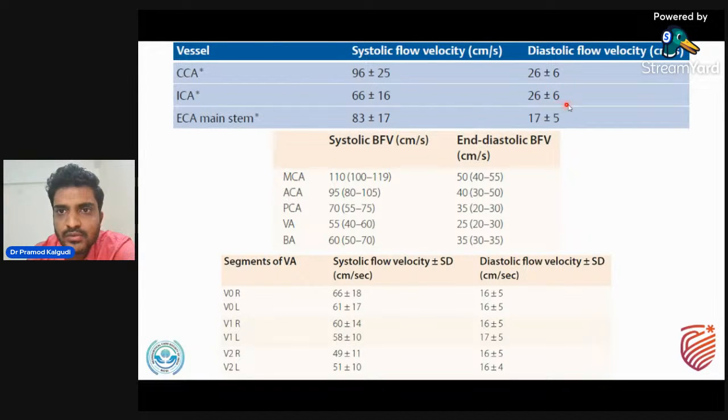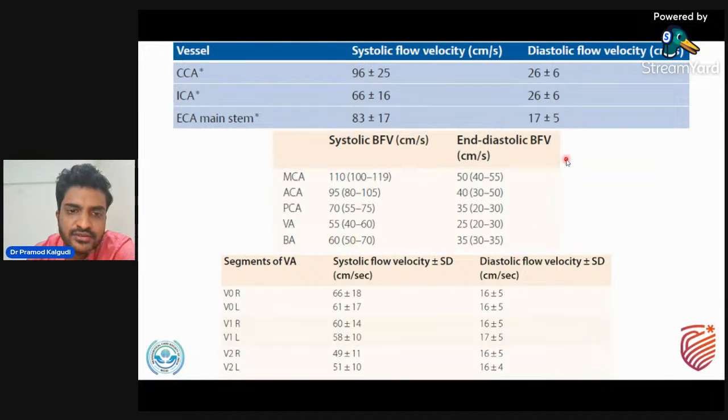The diastolic flows are quite high in your internal carotid because of the low resistance. Similarly, you can see the MCA velocity is high, and then the ACA velocity reduces to 95 and PCA to 70, and the basilar, which arises from the vertebral, has a velocity of 60, and vertebrals have 50. So this is the systolic and the diastolic velocity.